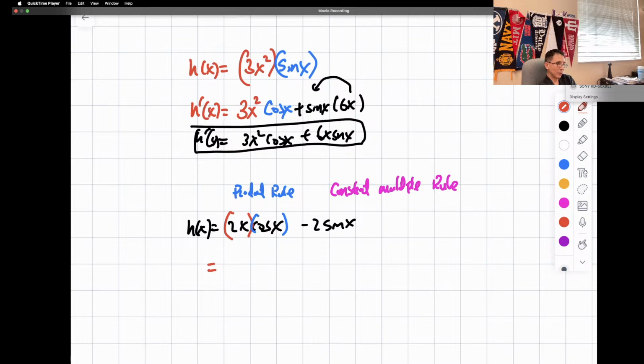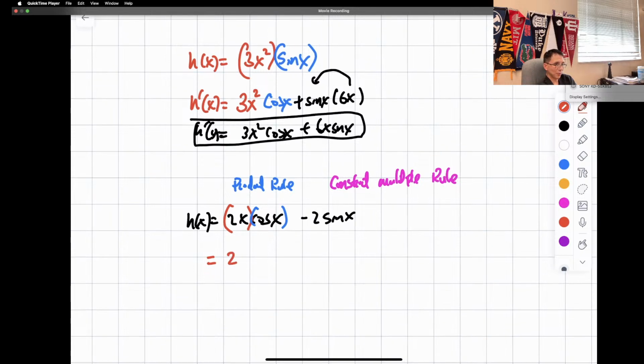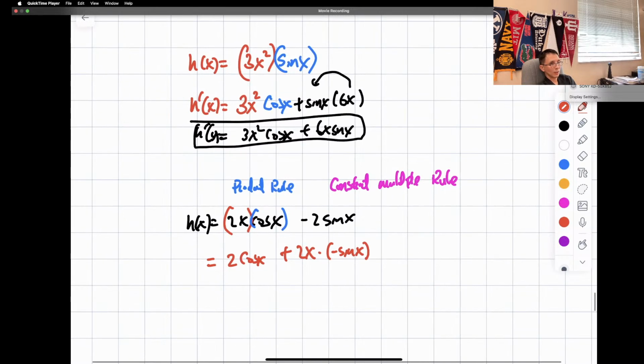I'm going to use whatever order now, just because sometimes I prefer to take a derivative first. Let's do 2 cosine of x. Is that okay? Plus 2x times negative sine of x. Is that okay? And if I take a derivative of negative 2 sine of x, it's going to be what? It's going to be negative 2 cosine of x.